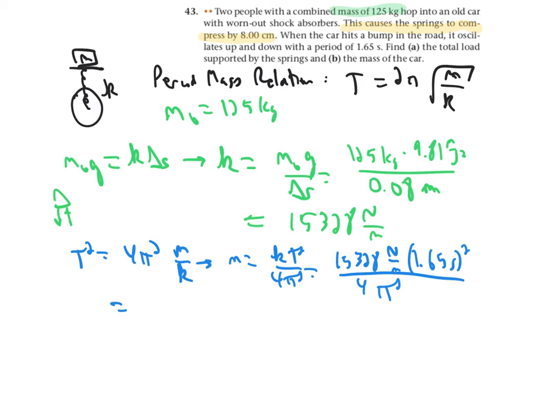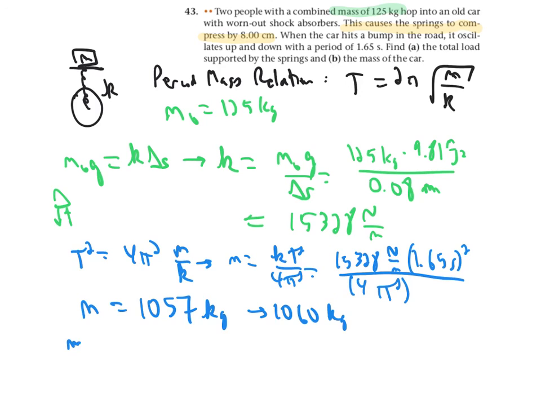Be careful when you enter this in the calculator that you put parentheses around the 4 pi squared, or you'll get something off by a factor of about 16. This comes out to be a mass of about 1,057 kilograms. M is that. Which, because we have only 3 sig figs, is really 1060 kilograms.